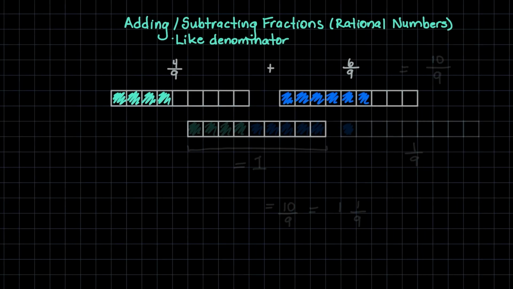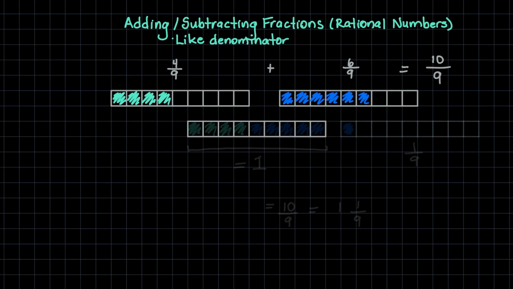All right, our next example, 4 out of 9 plus 6 out of 9. We already know the name of the game. Add the numerator straight across. 4 plus 6 is 10. Leave the denominators the same. So now we end up with 10 over 9.